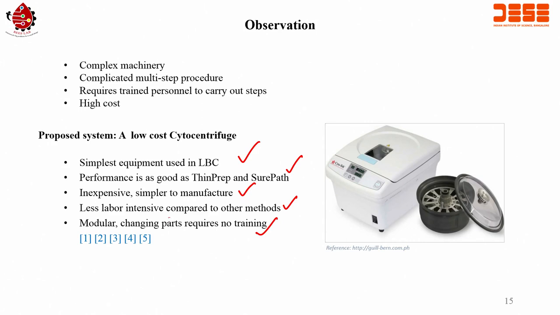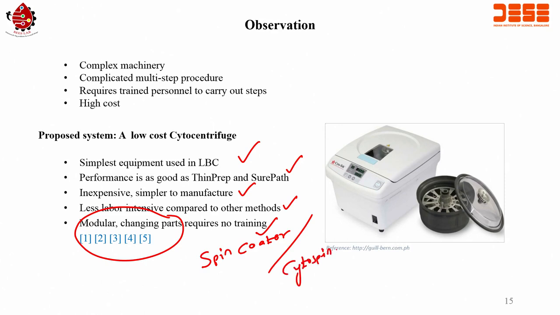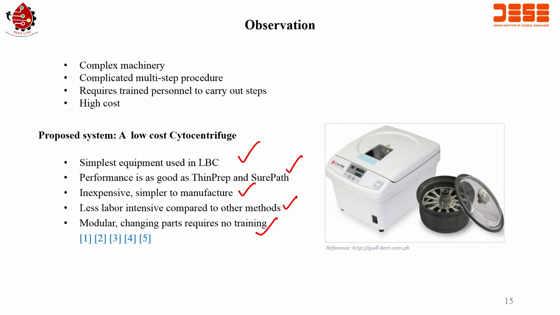Why are we talking about modular changing parts? Because we want to develop a system that can work as a lithography system or spin coater, and it can also work as a cytospin. So, you have to change the parts. If you want to use a spin coater, you change the parts. If you want to use a cytospin, you put in another part. So, can we develop such a system? That is another question. Some videos of how the cytospin works and how the spin coater works, I will show you at the end of this particular module.